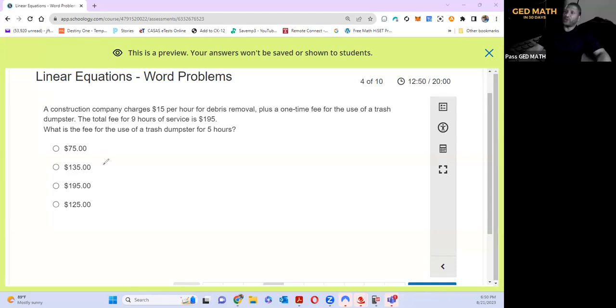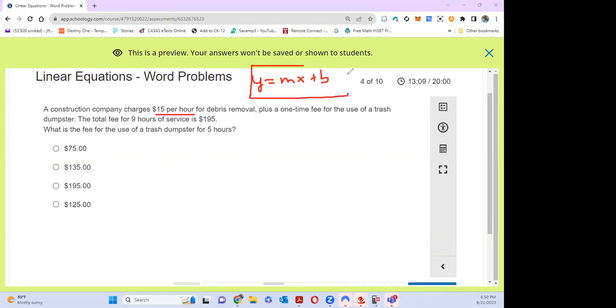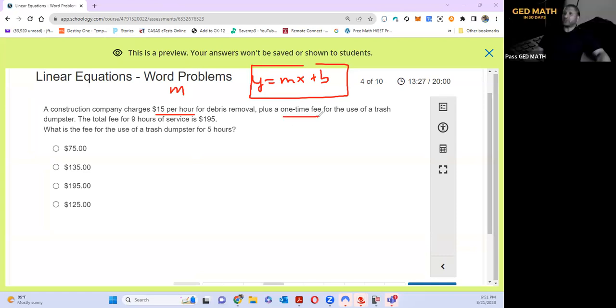Identifying your givens. So what do we know? We know the charge is $15 per hour. Is that your m or your b? That's my m. First of all, understand our equation. We got y, we got x, we got m, and we got b. So we have to make sure we identify. Why is 15 per hour my m? Because per hour, it's going to be changing. It's variable. Plus a one-time fee for the use of the trash dumpster.